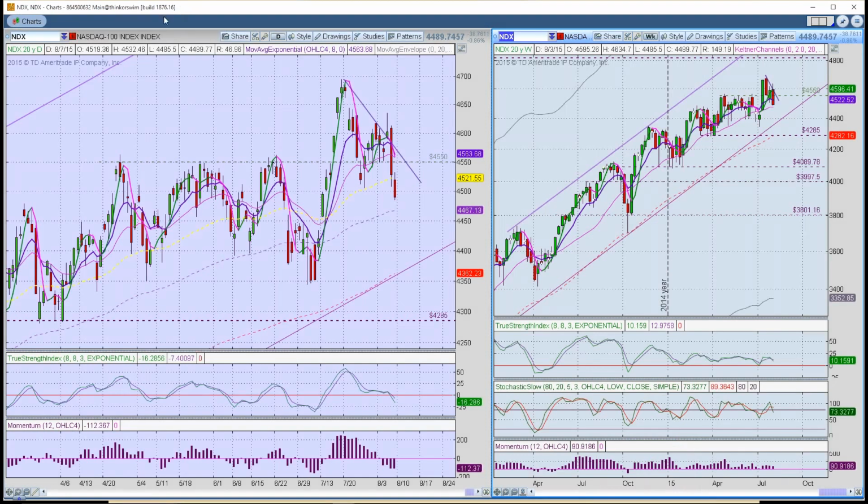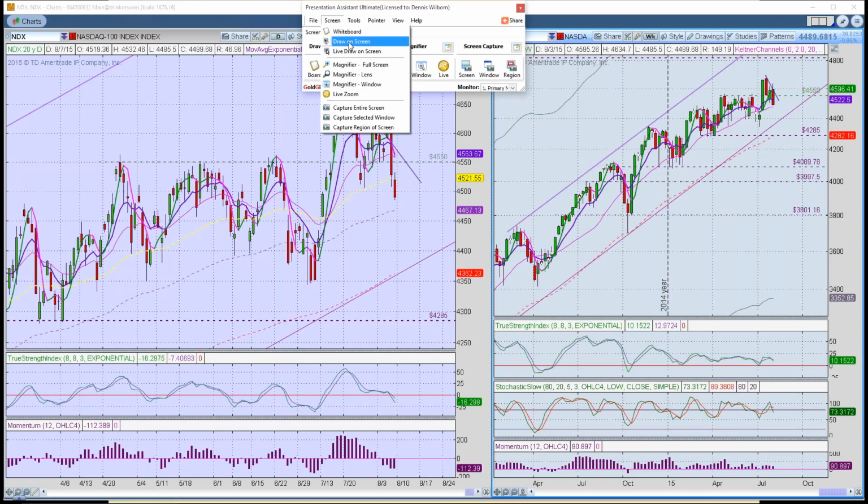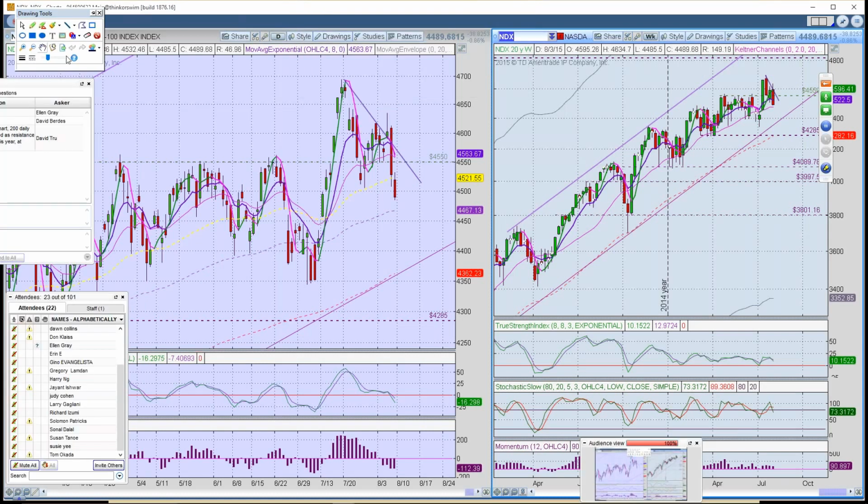There we go. Okay, let's take a look here. Let me get my screen tools back up. There we go. We spoke about this last night. Here was the swing low that we were watching on the NASDAQ. This swing low has now been violated.